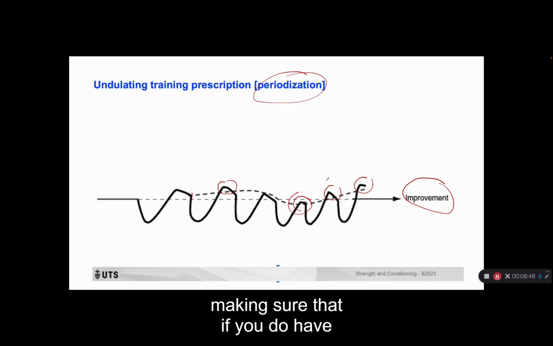So making sure that if you do have some undulating training prescription for whatever reason, you do coach people through it and you explain to them what the expected physiological or biomechanical processes or adaptations are going to be, so that you can manage expectations during that.